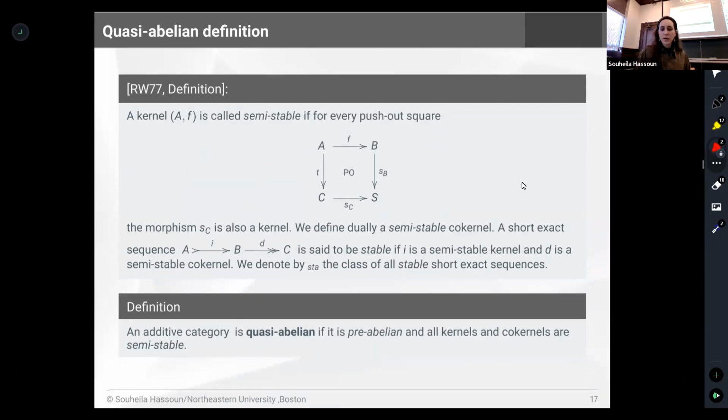Okay, so let me discuss some examples. So first, what is a quasi-abelian category? It's a pre-abelian category that has all kernels and co-kernels, but also all kernels and co-kernels are semi-stable. By semi-stable, we mean that if we take the pushout along a kernel, it gives again a kernel, and a co-kernel is semi-stable if the pullback along it gives again a co-kernel. And so we can talk about stable short exact sequences, and we will see whether these define an exact structure.